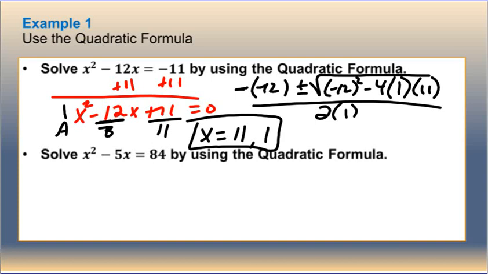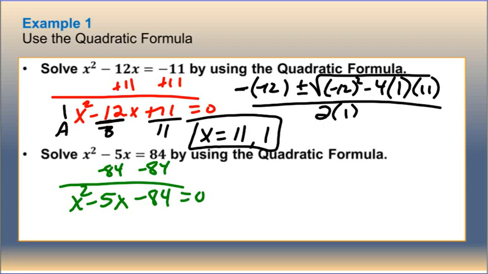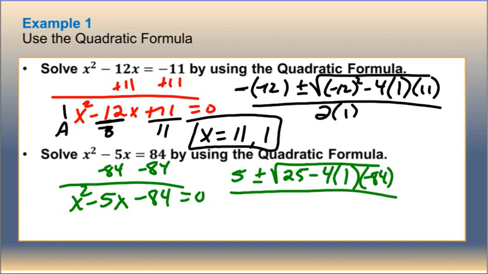Next example, solve this one. I need to subtract 84 on both sides. So now I have x squared minus 5x minus 84 equaling 0. Put this in my calculator. The opposite of negative 5 is 5. Plus or minus the square root of 5 squared, which is 25, minus 4 times my a, which is 1, and my c, which is negative 84. Divide that by 2a, and my a is 1.